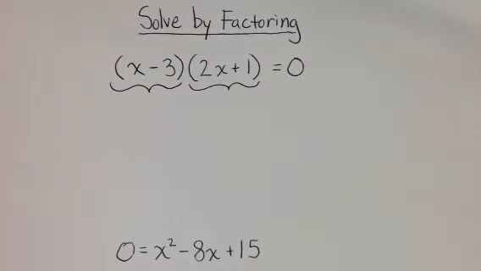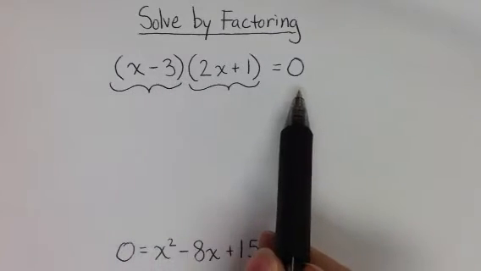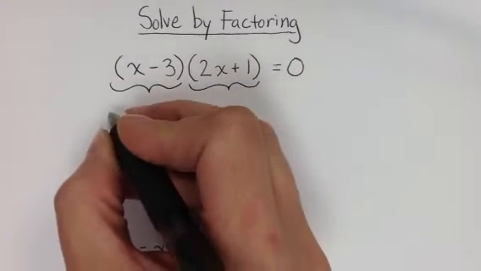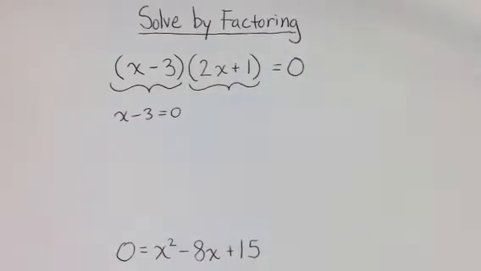So if you think back, there's the zero property of multiplication. It says if I multiply by 0, I get 0, right? So if these two things multiplied to be 0, one of them must be 0. So I'm going to set them equal to 0. So I'll take the first one and do x minus 3 equals 0.